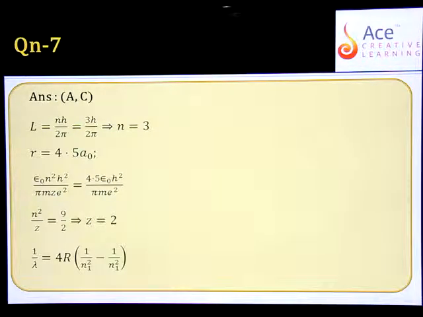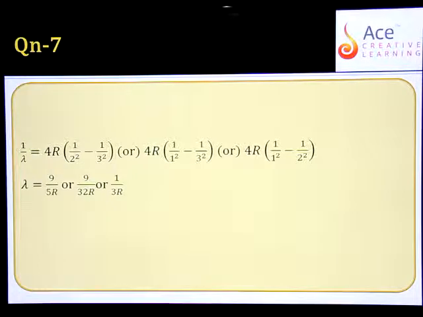And then use the formula for the wave number. On substituting the particular values given in the problem, lambda turns out to be 9 by 5R or 9 by 32R or 1 by 3R. Okay, so out of which the first two are correct. It's definitely an easy problem.